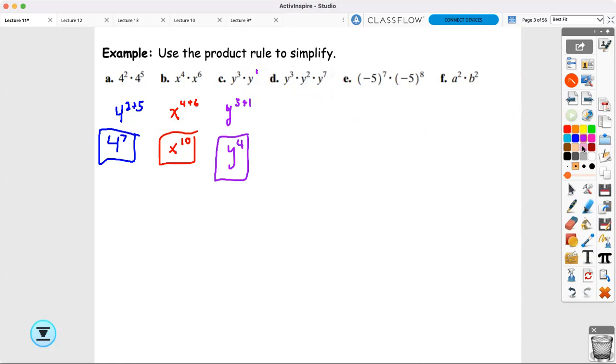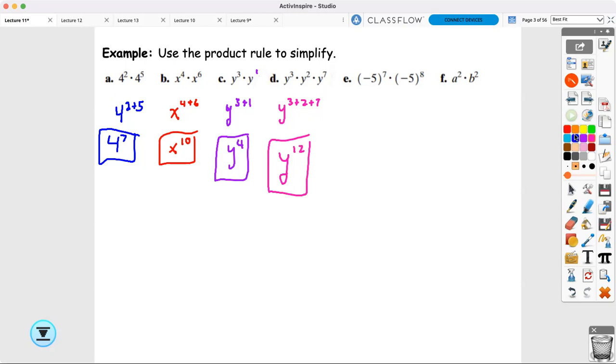Now D gets a bit trickier because now we have more than 2 y's. We have 3 y's. But nonetheless, the product rule applies because it's all the same base. So we'll just be adding 3 plus 2 plus 7, which is y to the 12th power.